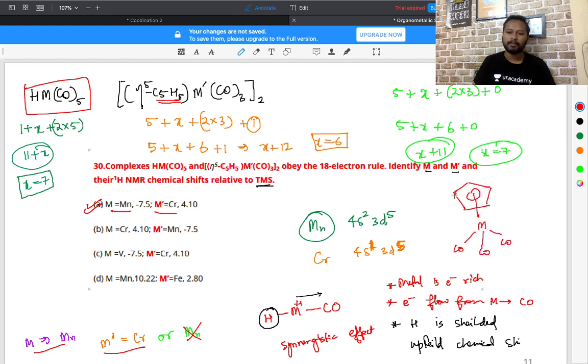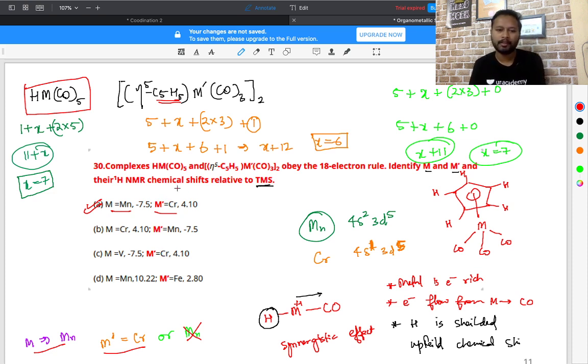Since these are the protons which are attached over here, these protons are not directly attached to the metal, so they will not get affected by the metal electron density or anything. These protons are on the cyclopentadienyl ligand, and their chemical shift value lies between 4 to 5 ppm. So that's why your correct answer is option A, based upon the 18 electron rule and the NMR values given to you.